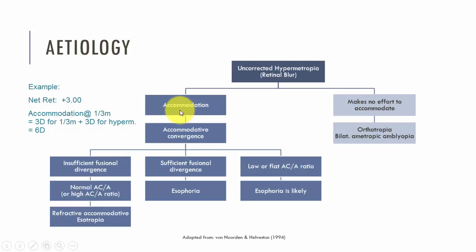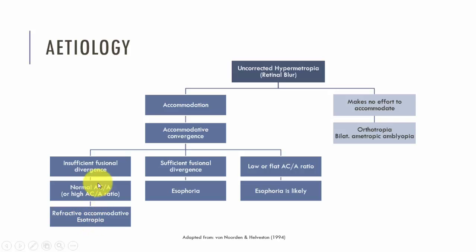So with that excessive amount of accommodation comes an excessive amount of accommodative convergence. And for some patients, this will lead to having an esotropia, whilst others may not develop an esotropia and generally will have an esophoria. The patient who develops the esotropia is one that generally has insufficient fusional divergence. So they've got poorer binocular functions, and this leads to a refractive accommodative esotropia or a fully accommodative esotropia.